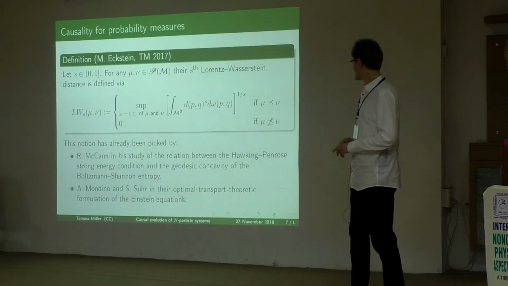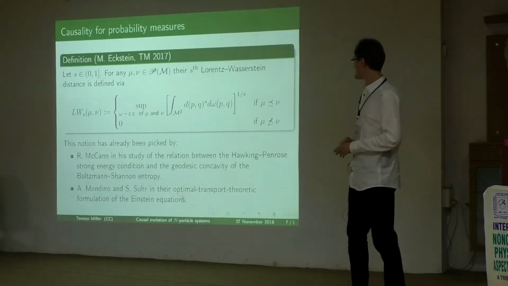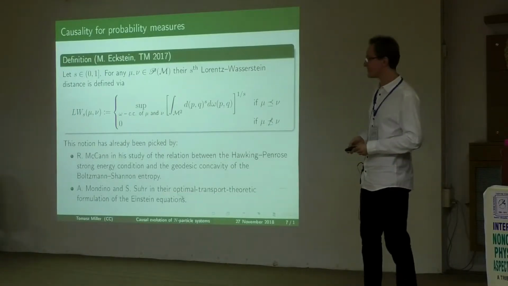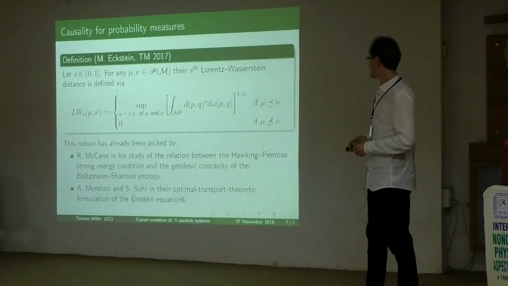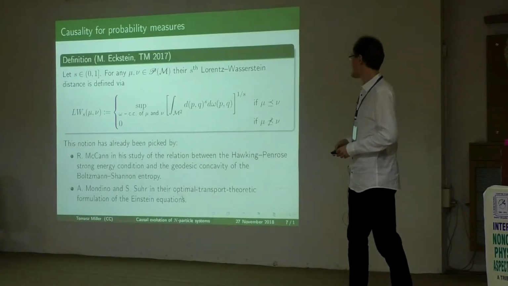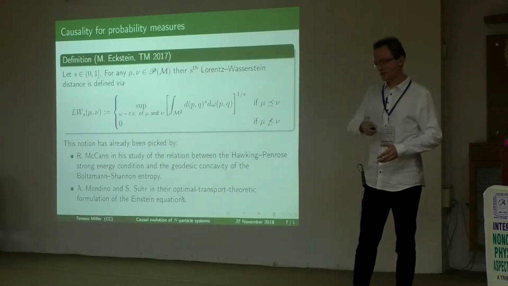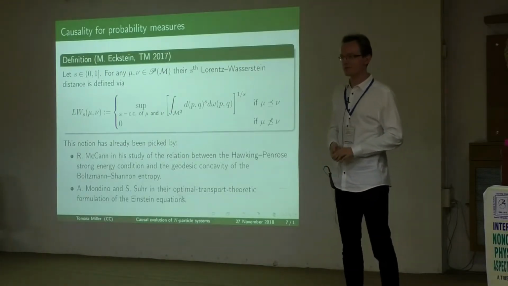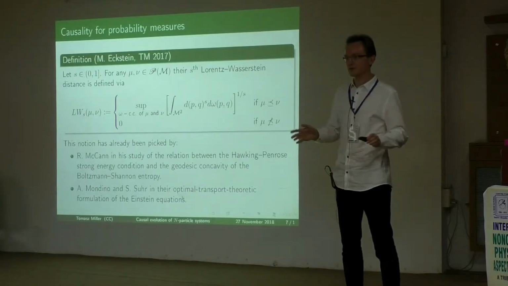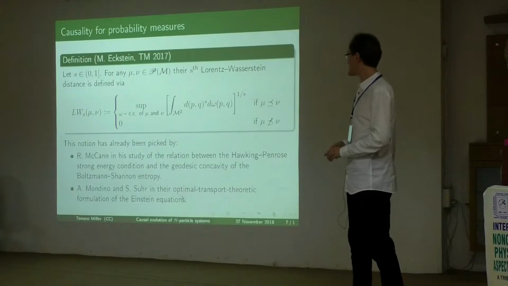And this quite natural definition has in fact already been used very recently for two different purposes, quite independently. One of those is Robert McCann, who has used this Lorentz-Wasserstein distance to study the relation between the strong energy condition by Hawking and Penrose and the geodesic concavity of the Boltzmann-Shannon entropy. To be honest, I have just flipped through his paper, so I don't know exactly what he achieved there, but the paper looks very impressive.